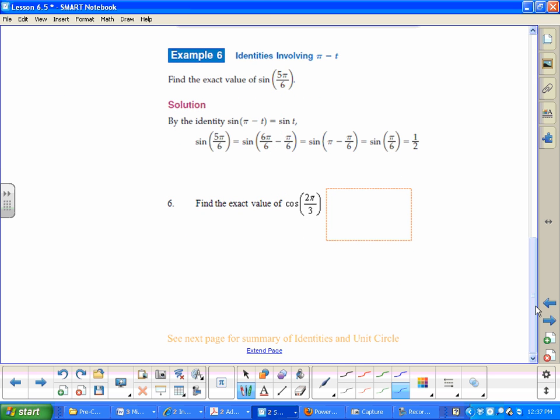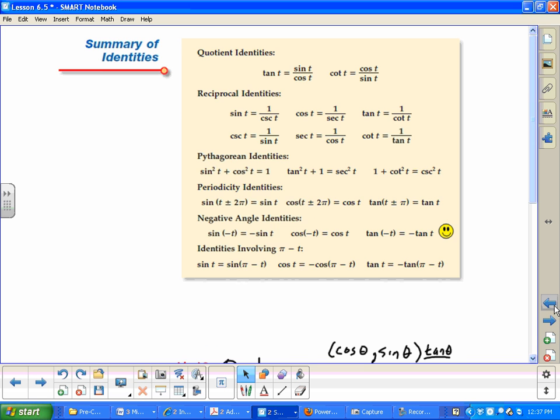Cosine of 2 pi over 3. That's on the unit circle. Just use it to find the answer of negative 1/2. Okay. Anytime they want you to find a value that's on the unit circle, use it. Don't worry about if they ask for a reference angle, don't worry about a reference angle. Just find it on the unit circle. Same with these two. Okay, all right.